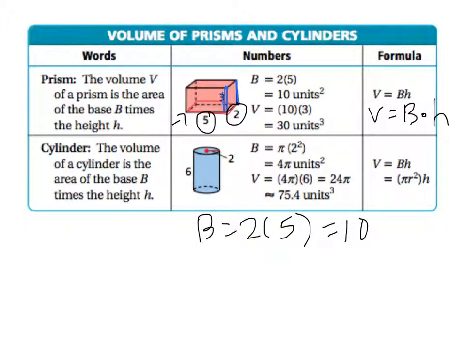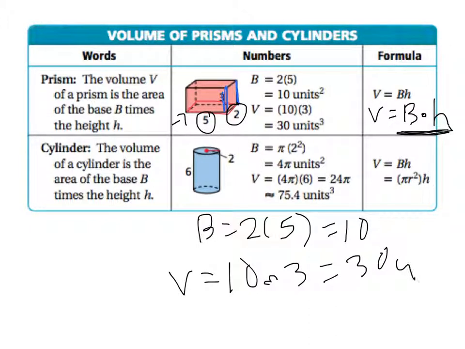And now we need to multiply that by our height according to our equation. So volume is equal to 10 times 3, and we're going to get 30 units cubed because volume is cubed. If it's just looking for length, that's going to just be units. So up here in the top right, length is units. If it's looking for area, that's units squared, and volume is units cubed. So it's 30 units cubed.